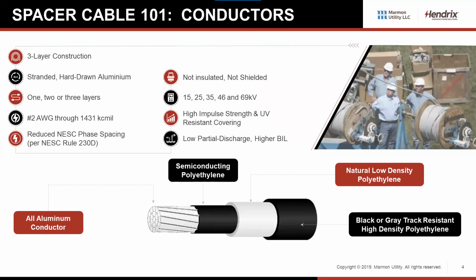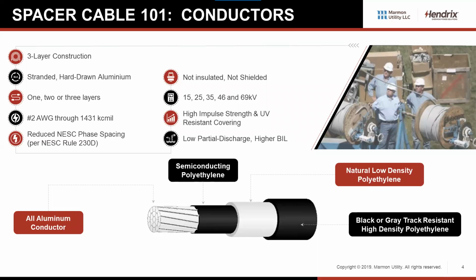If you look through our catalog literature, most of our standard sizes go up to 795 kcmil conductor, but we can go all the way up to 1431. The limiting factor is really we've got a 2-inch maximum outer diameter that we can manufacture. So obviously, as you go up in voltage with the cable, the thickness of the covering goes up, so the maximum size that we can manufacture will actually go down. But we can make all the way up to 1431 kcmil conductor.